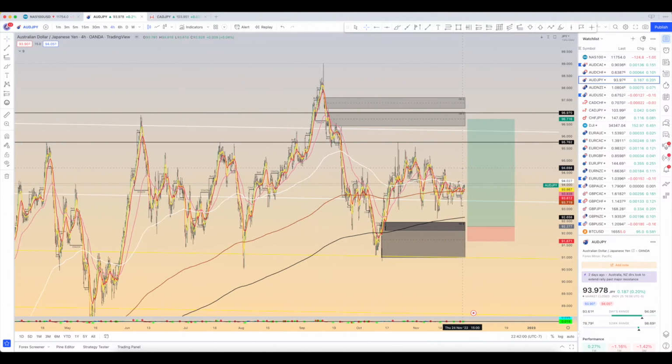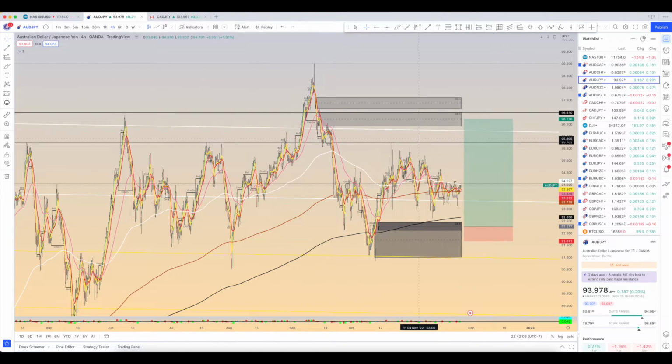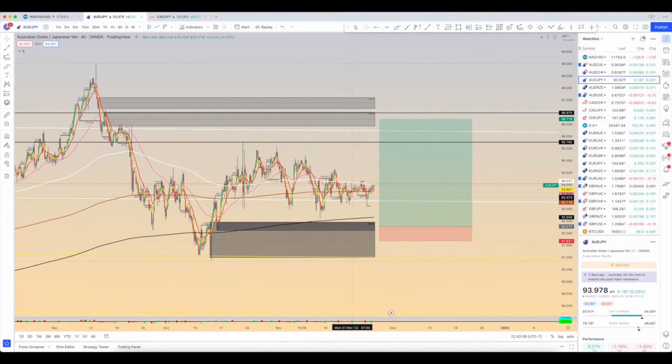Not as excited about this one as I am about AUD CAD. It's very choppy, you know. There's a lot of wicks in AUD pairs, and like you can see with JPY, when news comes out, it's very volatile.